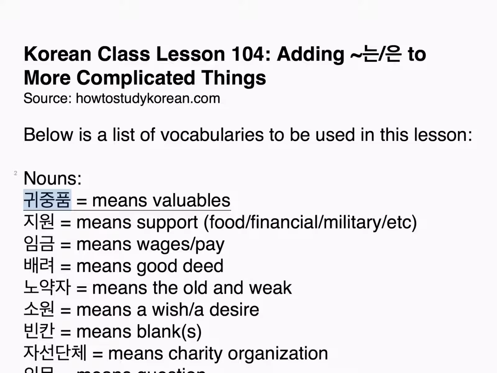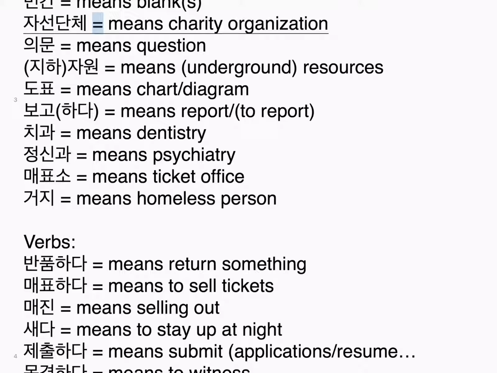Nouns. 귀중품 means valuables. 지원 means support: food, financial, military, etc. 임금 means wages, pay. 배려 means good deed. 노약자 means the old and weak. 소원 means a wish, a desire. 빈칸 means blank. 자선단체 means charity organization.